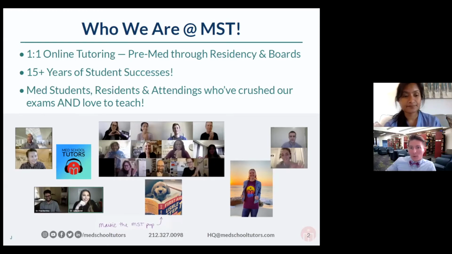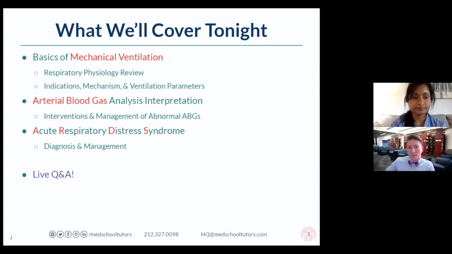So more about what we're going to be doing this evening. We're going to be talking mainly about mechanical ventilation, why we do it, how we do it, what we're looking for when we do it. We're going to be talking about arterial blood gas analysis, because this is the main way we're assessing how mechanical ventilation is working and whether we need to continue utilizing it. And then we're going to end by talking about a specific diagnosis, acute respiratory distress syndrome, which comes up pretty frequently on the step 2 CK exam, both to diagnose it and then to talk about how we would try to manage it as best as we can.